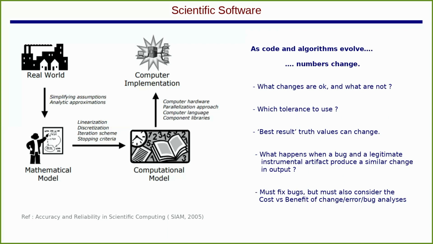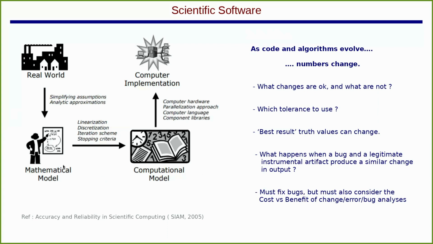Which kind of tolerance to use. Sometimes your best result truth values can change as your algorithms improve. And sometimes you have a bug which mimics the effect of a legitimate real world to model approximation. Now, obviously, if there's a bug, it must be fixed.